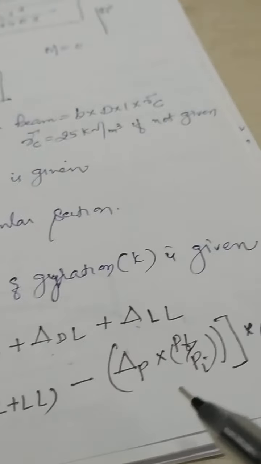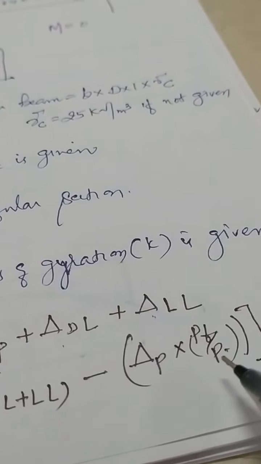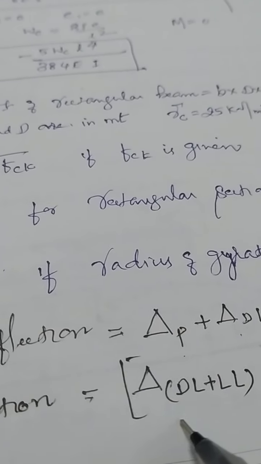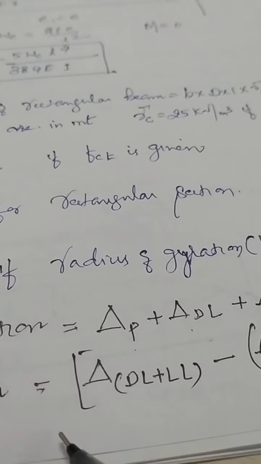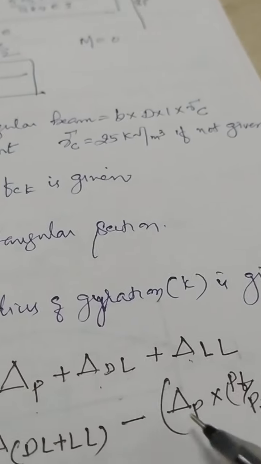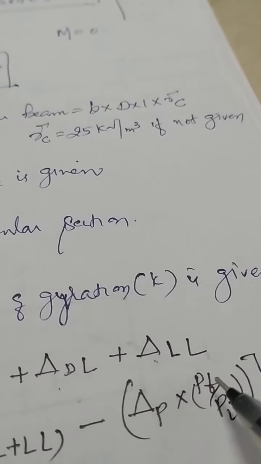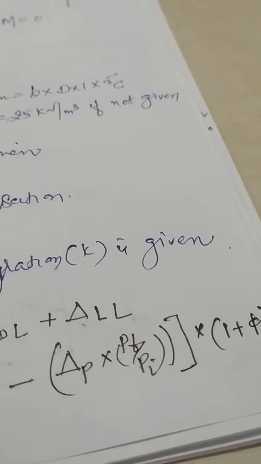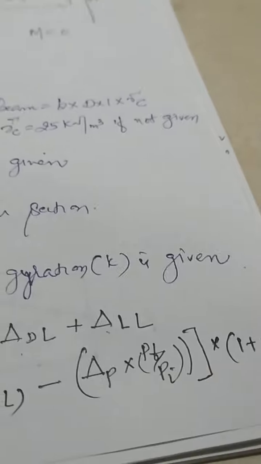Long-term deflection is considered by considering the loss of pre-stress and creep coefficient. This is Lin's formula, you know already. Delta of dead load and live load minus delta of pre-stressing force and Pe by Pi. This is called as loss ratio, into 1 plus phi. This is Lin's ratio. Remember it.